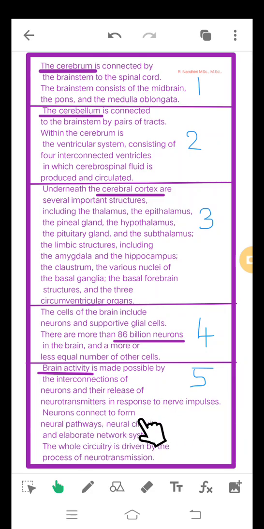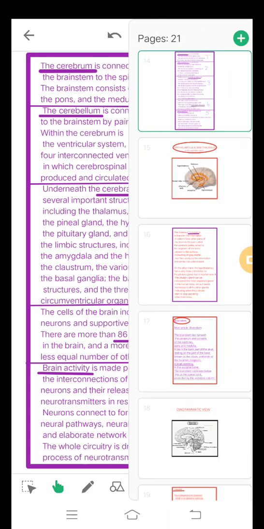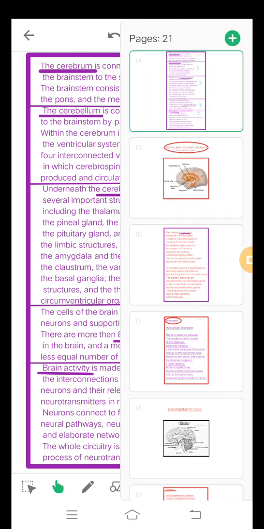Neurons connect to form neural pathways, neural circuits, and elaborate network systems. The whole circuitry is driven by the process of neurotransmission. So this is a very important page.